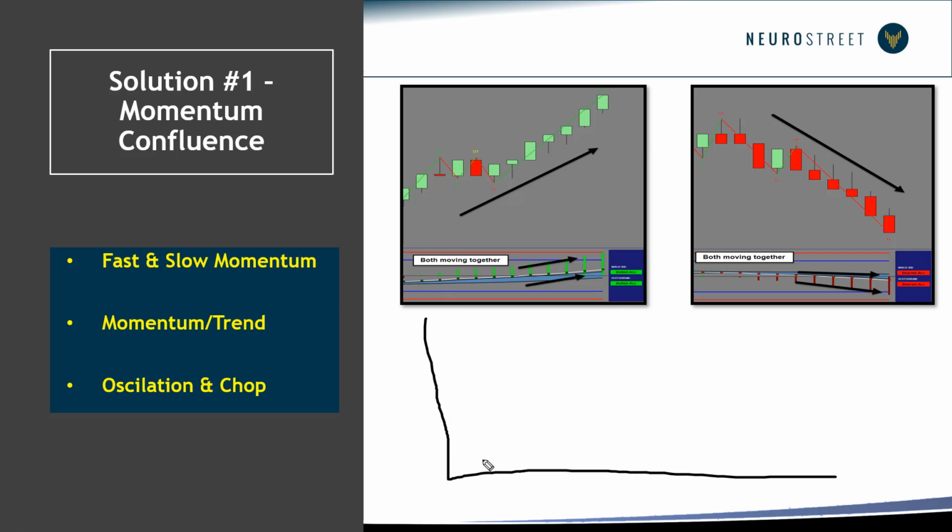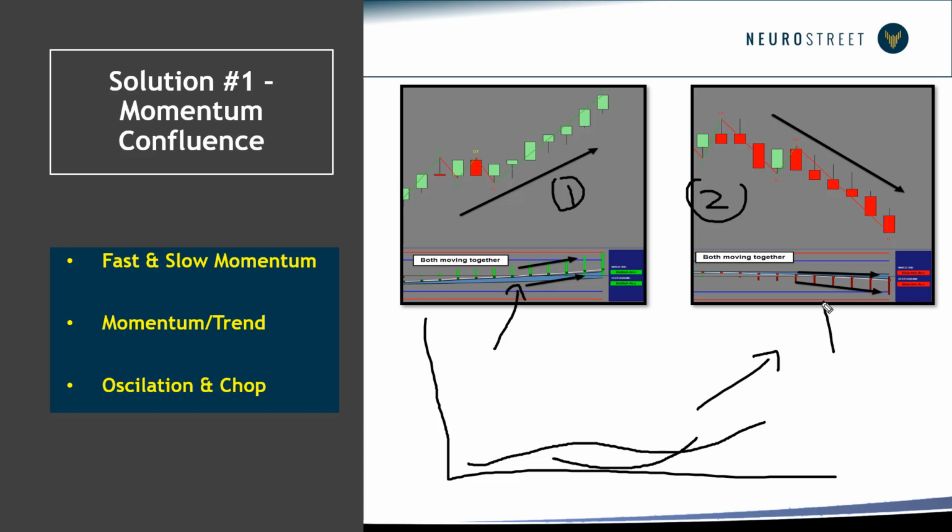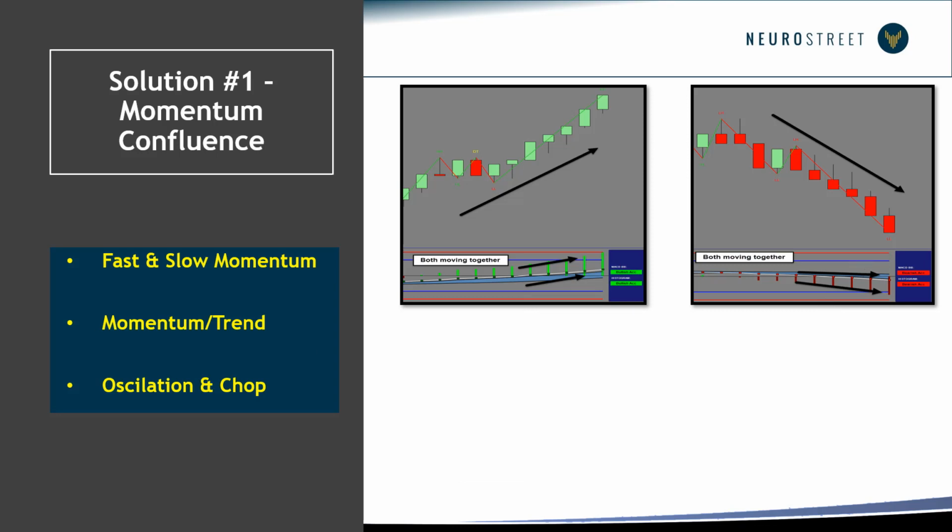Let's say we have momentum rising like that on the fast oscillator. And then all of a sudden, momentum picks up on the slow oscillator. A lot of times that's where you get the big moves kicking in. Same thing to the other side, right? And that's exactly what we're showing here. We have confluence. If you take a look here, both of them are moving together. And that normally creates what we call accelerated momentum or accelerated follow through.